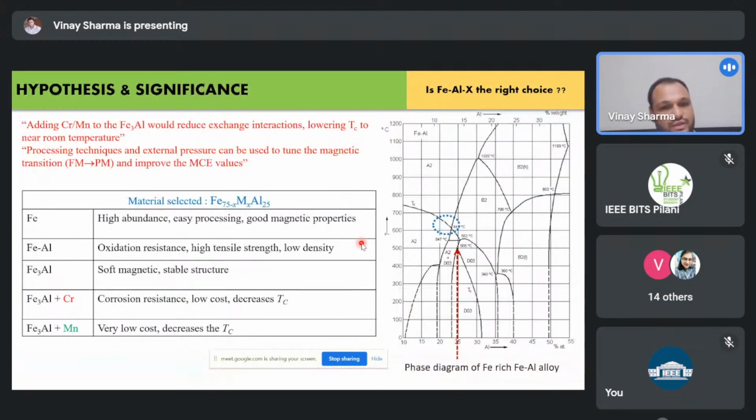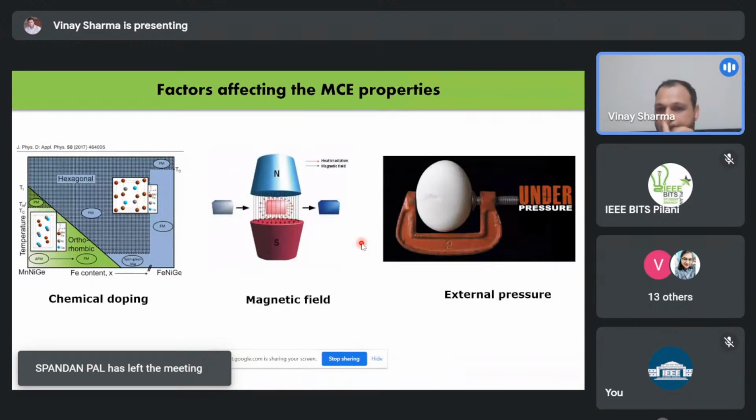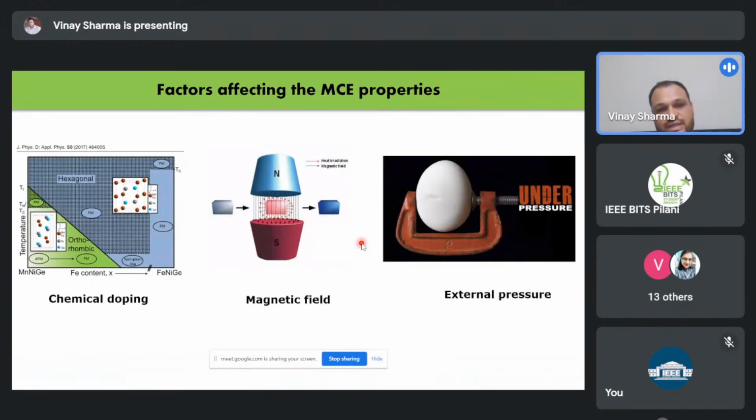Then, when you find your materials, you have to tell what the significance of those materials is and how they are better than other materials. And then you have to know how this material is going to work. What is the fundamental science behind them? For example, when I chose my material as iron and aluminum, I had to study what the effect of chemical doping on it would be. How will they react inside a magnetic field? Because as I mentioned, the magnetic field is brought near the magnetic material, and then what can be the impact of external pressure on it.